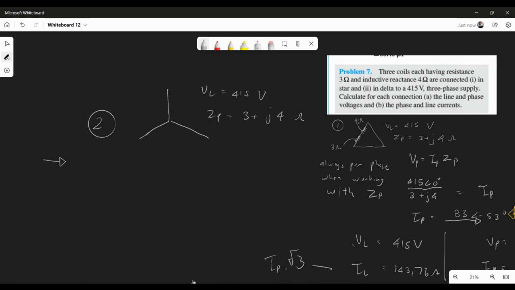That's not the line voltage. That's not correct. The line voltage is still 415. I don't know what exactly you're saying there. The line voltage remains the same. You have to work out your phase voltage.